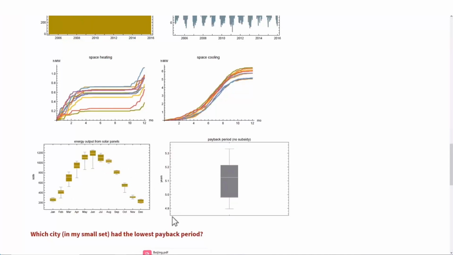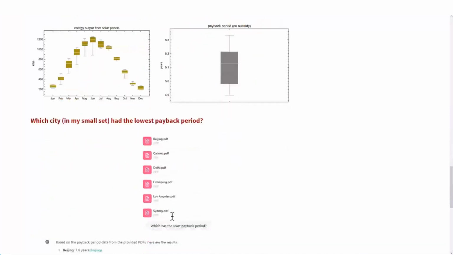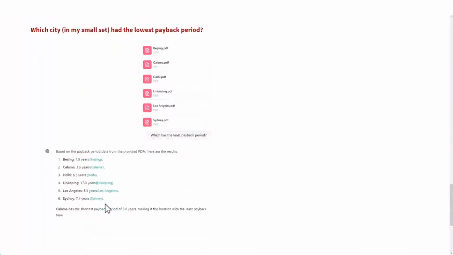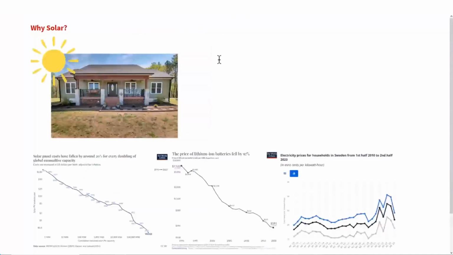You might ask which city would have the lowest payback period. To answer that, I uploaded all my results to ChatGPT and asked it to give the list of cities with the payback period. And as you can see here, Calama in Chile had the least payback period of 3.6 years. As the costs of PV modules and batteries continue to decrease, the financial case for solar power strengthens. In my specific case, although I still need grid power in winter, solar allows for partial energy independence during sunnier months.